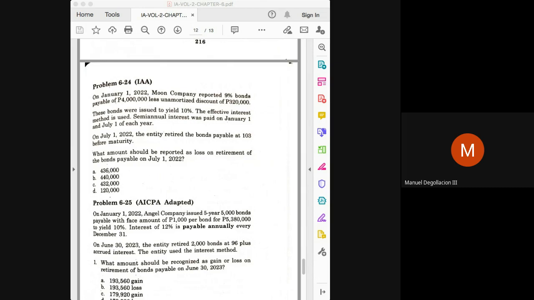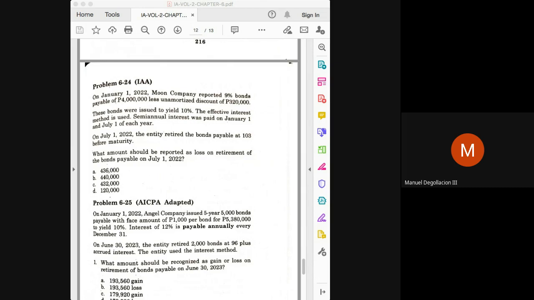How did we get the 3,680,000? That's the face value 4 million minus the unamortized discount as of January 1 amounting to 320,000. Okay, so 3,680,000 plus the amortization for the first half of the year in the amount of 4,000, we would get 3,684,000. Now we will compare the 3,684,000 with the retirement price.